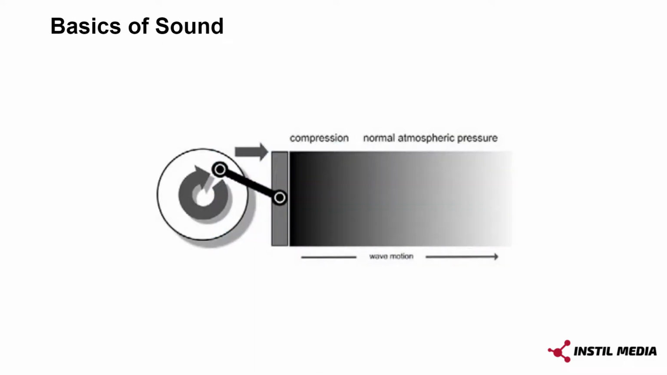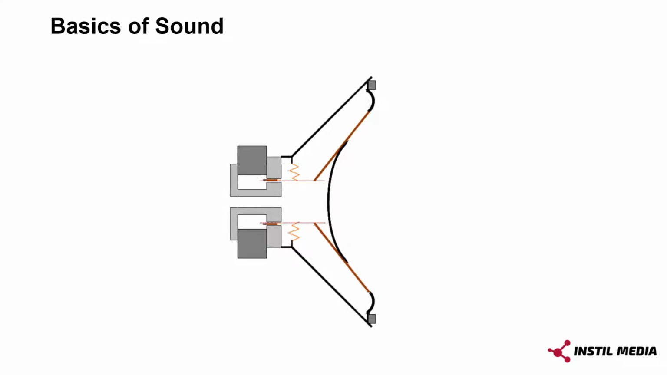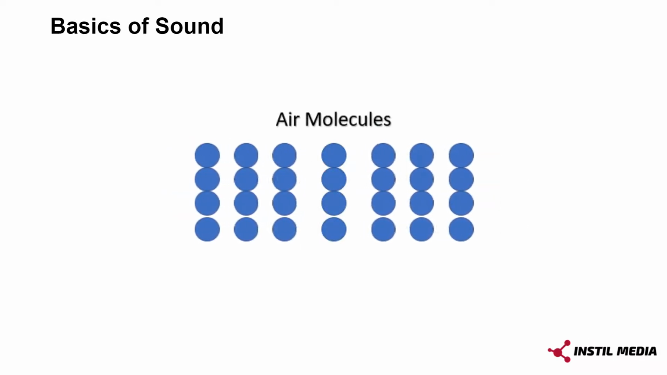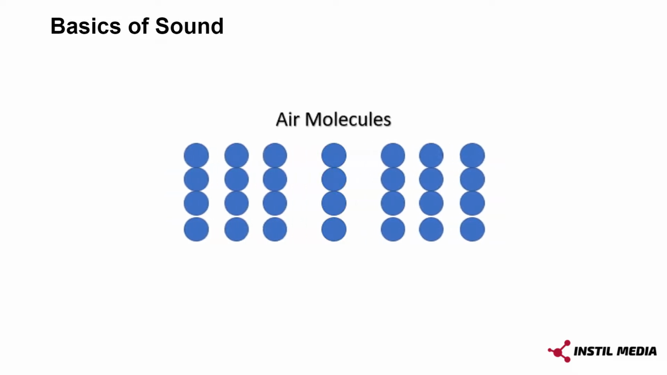This causes the area being acted on to have a greater than normal atmospheric pressure, a process called compression. As the vibrating mass moves inward from its normal resting state, an area with lower than normal atmospheric pressure will be created. That's a process called rarefaction.